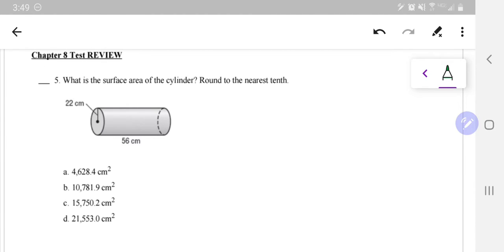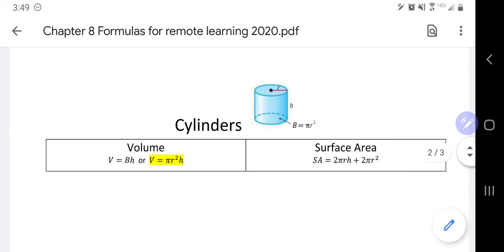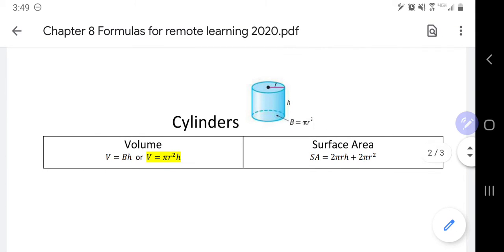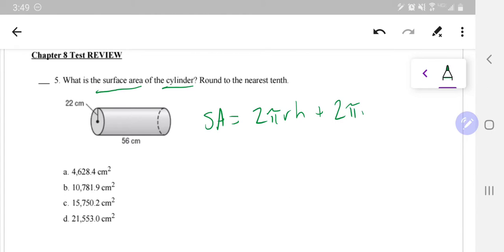All right, now we're switching over to surface area of a cylinder. I'll use my sheet again. I'm already at cylinders, and I'm just going to look over to the right this time. 2 pi RH plus 2 pi R squared. So I'm going to write that down. Surface area equals 2 pi RH plus 2 pi R squared. And I'm going to plug in or substitute.